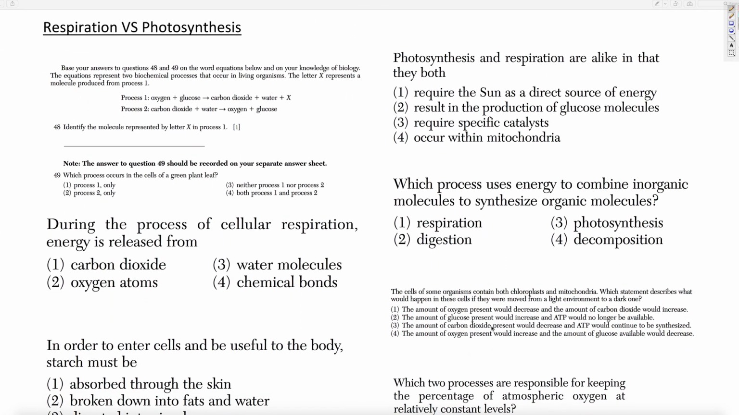And then let's just go quickly through the questions. Identify the molecule represented by letter X. So oxygen, glucose, carbon dioxide, water, that's the ATP, right? Okay, good. Which process occurs in the cells of a green plant leaf? So just number 2, right? Not number 1. The plants do both.